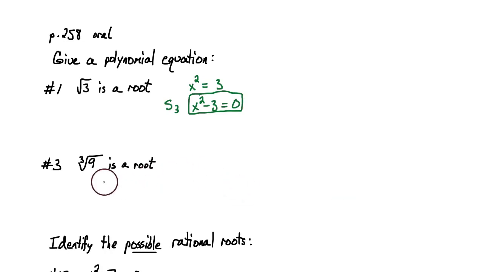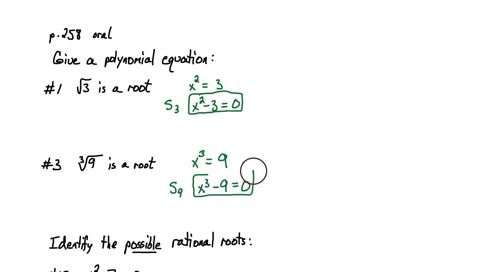Number 3, let's make an equation where the cube root of 9 is one of the solutions to the equation. If the cube root of 9 is a solution, then that means the original equation could have been x to the third power equals 9. Again, think how you would solve this. You would take the cube root of both sides, getting x equals cube root of 9. Then subtract 9 from both sides, getting x cubed minus 9 equals 0. And here's our equation in standard form.